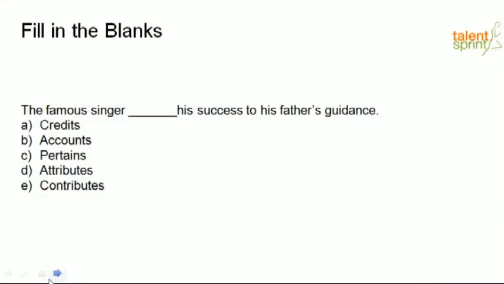The famous singer dash his success to his father's guidance. So the options are credits, accounts, pertains, attributes, and contributes. The famous singer dash his success to his father's guidance. So basically he wants to let everybody know that the reason for his success is because his father guided him specifically or in a particular fashion, right? That's what the context is saying. So having said that, which one of these 5 options do you think will fit the context?